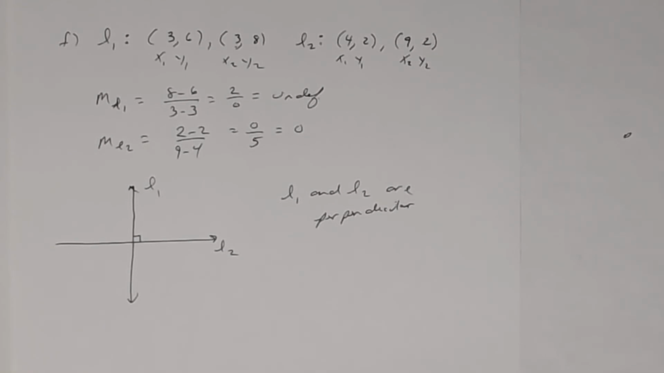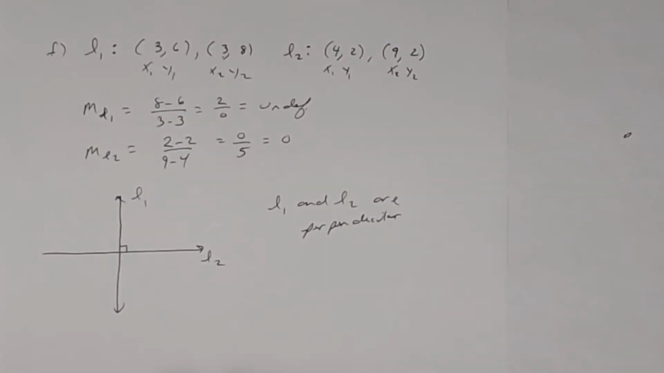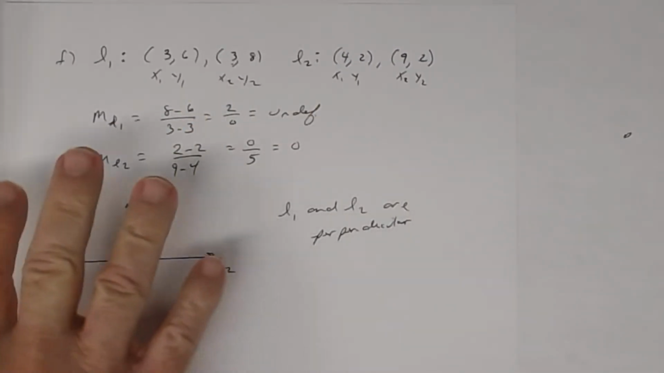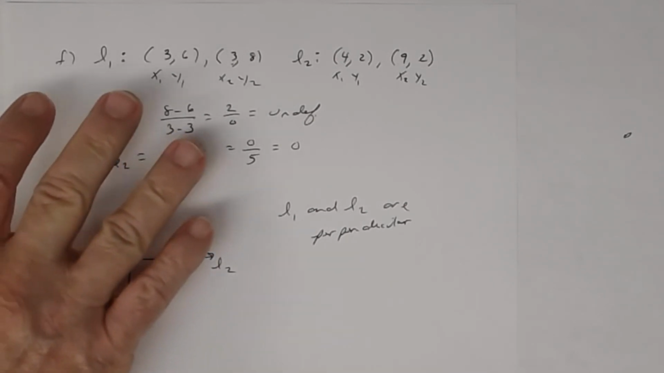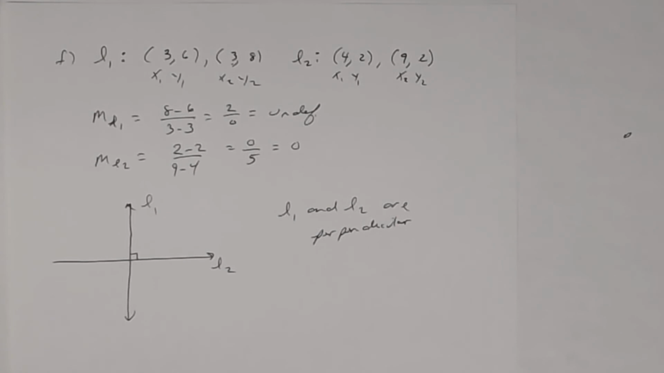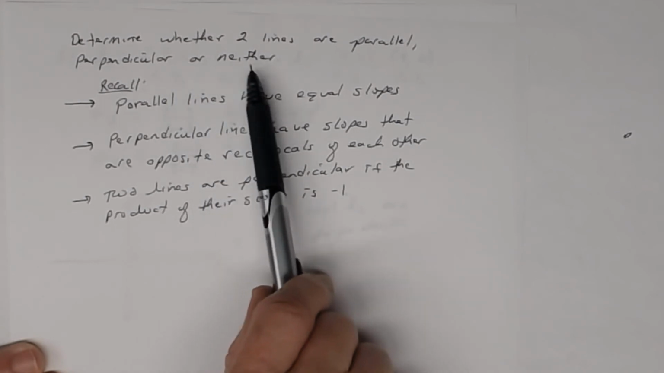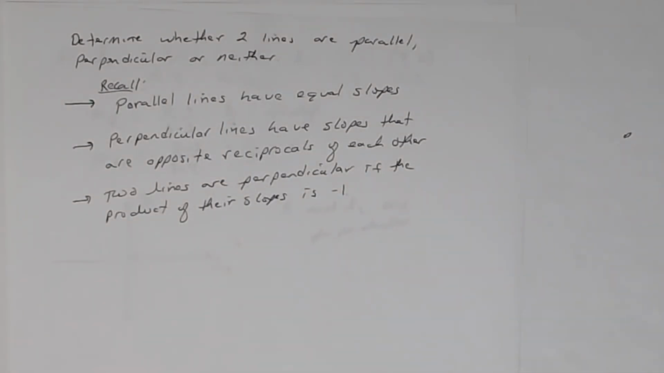Okay? All right, so that is the end of this lesson. It's not a difficult lesson. It's fairly simple, but keep in mind that in the previous lesson, you were given equations. In this lesson, you're given points on a line. So you have to use the slope formula to find the slope of each one, then rationalize from that information to determine if the two lines are parallel, perpendicular, or neither. Okay, so that's the end of this lesson.